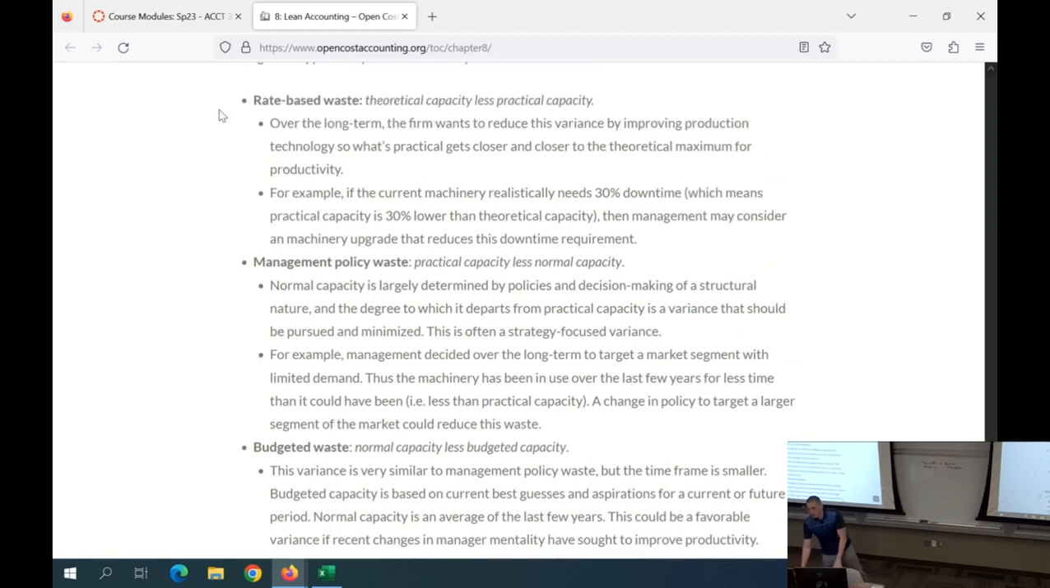So we have 4 of them we can do. We can say, let's put the 5 definitions up here. We have theoretical capacity, practical capacity. Oh, I wasn't going to write capacity every time. And then those are the 2 theoretical versions. And then we have normal capacity and budgeted capacity and actual capacity.